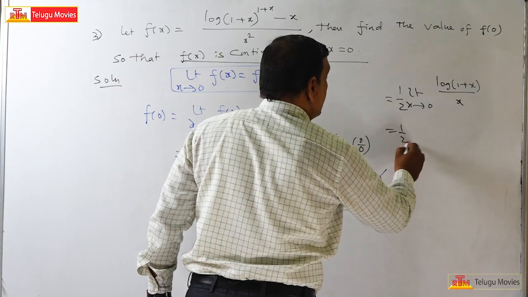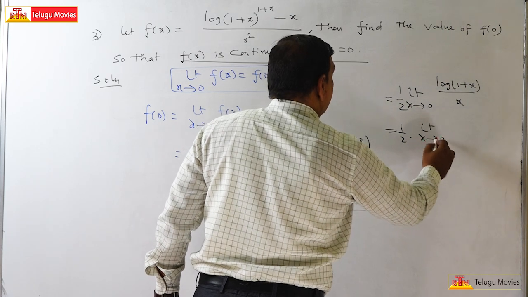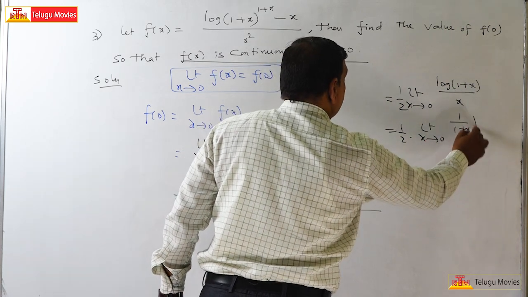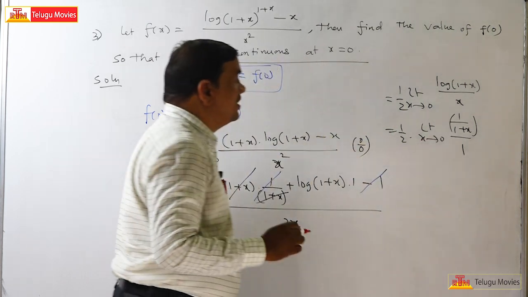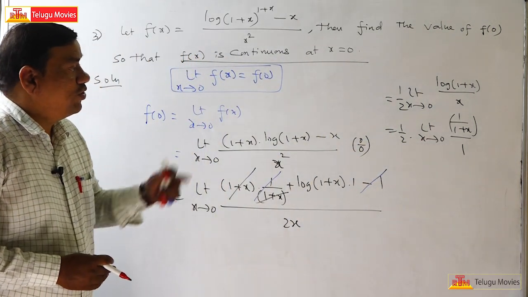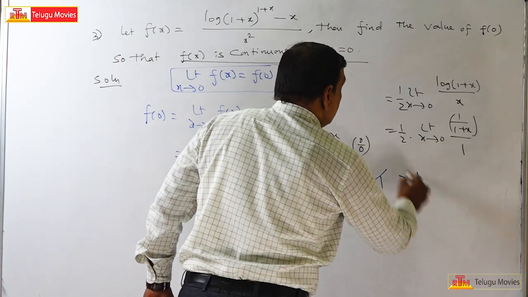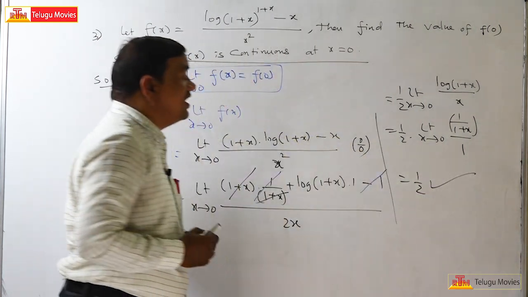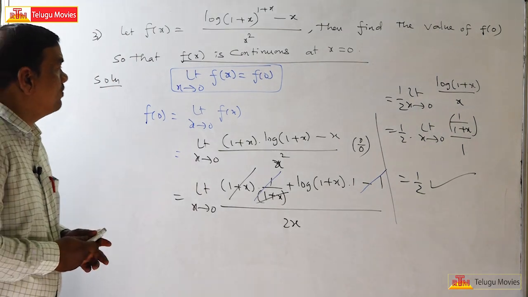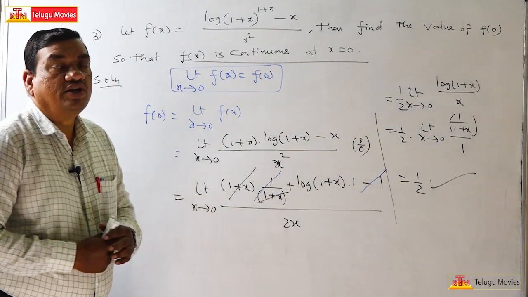So, this is 1 by 2 into limit x tends to 0, 1 by 1 plus x, by 1. As x value approaches 0, 1 by 1 plus x value approaches 1. So, ultimately this is 1 by 2. Therefore, the final answer is 1 by 2. Very, very easy problem this is. I hope that you understand this solution.